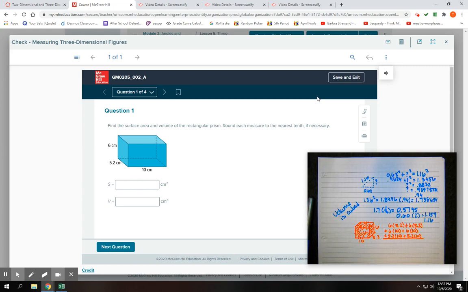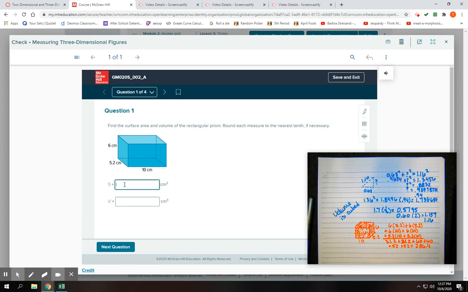I'm going to use the calculator because that's a lot of multiplying and adding. So 6 times 5.2, that's 31.2. And we've got 2 of those, 31.2. 6 times 10 is 60. And 5.2 times 10, that's going to be 52. And we're going to add those all up. So 31.2 plus 31.2 plus 60 plus 60 plus 52 plus 52 is going to give us 286.4 for our surface area.